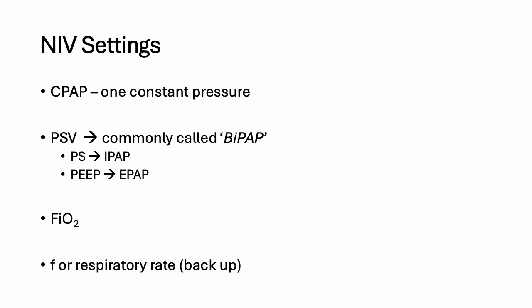Okay. NIV settings. NIV are spontaneous breaths, so spontaneous breathing modes. So they are either PSV or CPAP. CPAP is one constant pressure that we've discussed. Then the other mode is pressure support ventilation. But on a BiPAP machine, on an NIV machine, we seldom use the word PSV. For whatever reason, the manufacturers don't use the word PSV. Instead, they use the word BiPAP.